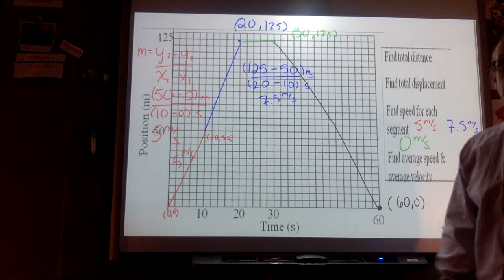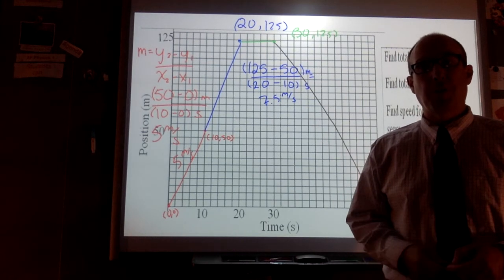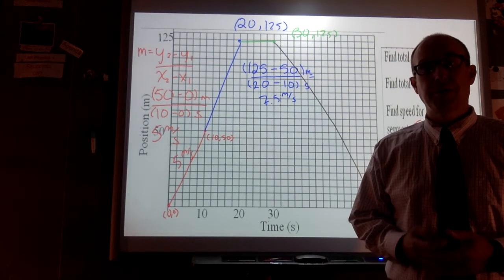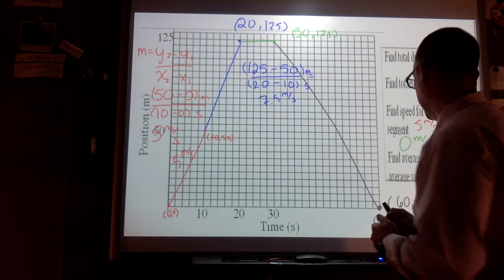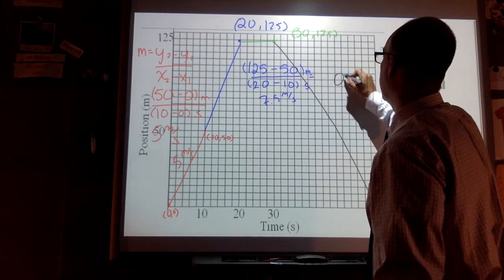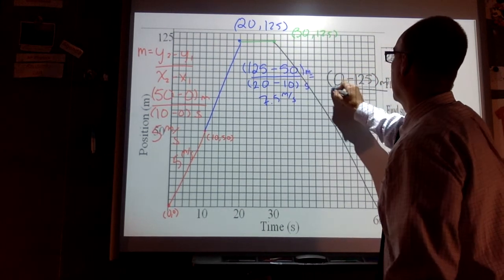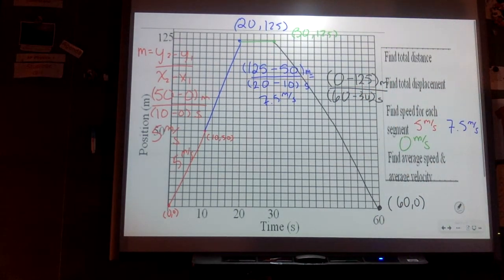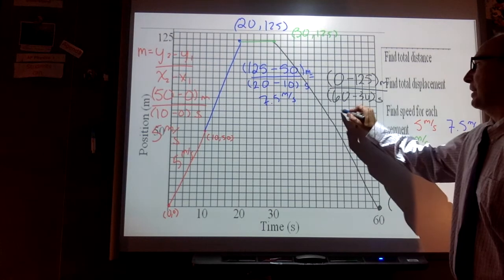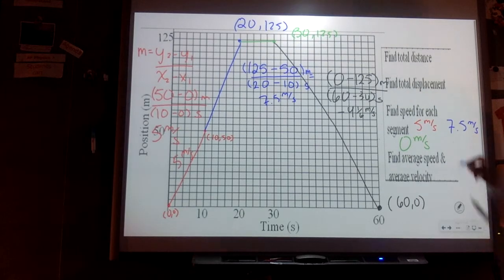Now this is a little bit tricky because speeds can't be negative. So I'm going to get a negative slope, and I'm going to take the positive value because speeds are always absolute values. Velocities can be negative, speeds can't. So in this case, I'm going to have 0 minus 125 meters over 60 minus 30 seconds. And this is going to give me negative 4 1/6 meters per second, but I'm going to take the positive.